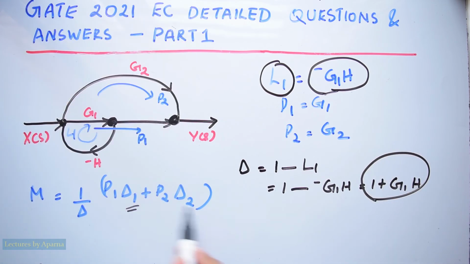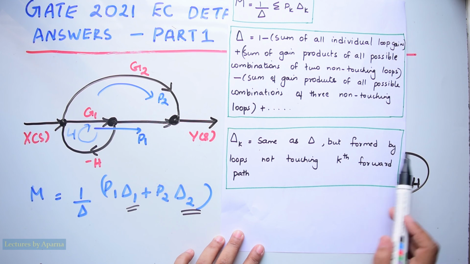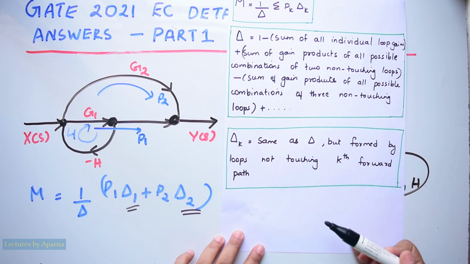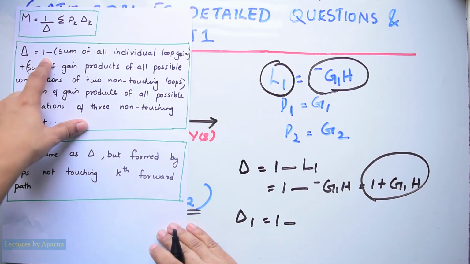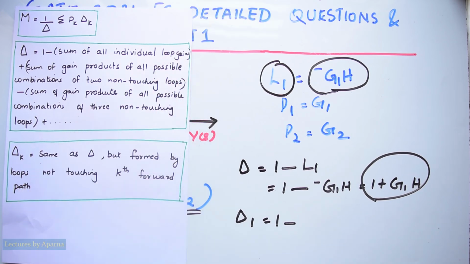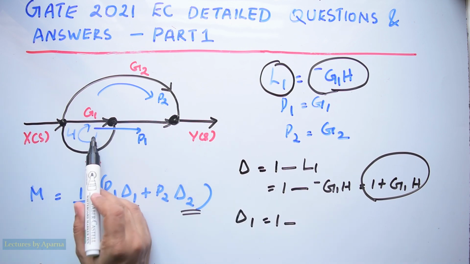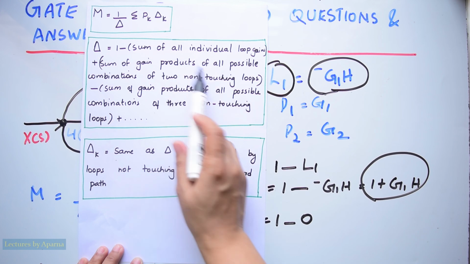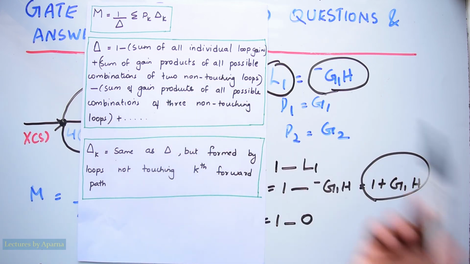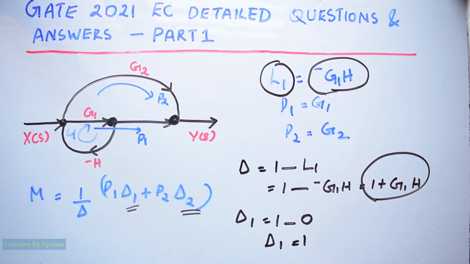Now we have to find delta 1 and delta 2. Delta k is same as delta but formed by loops not touching the kth forward path. So in delta 1, we have to write 1 minus sum of all individual loop gains. So that loop should not be touching the first forward path, but loop L1 is touching the forward path. So the value of L1 will become 0 here. Rest all the values will be 0 because there are no two non-touching loops or three non-touching loops here. So we can write delta 1 is equal to 1.